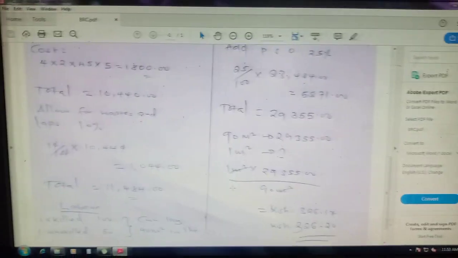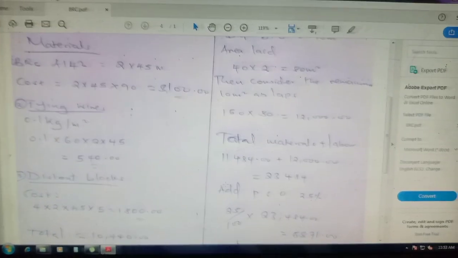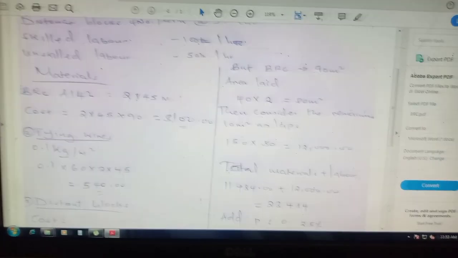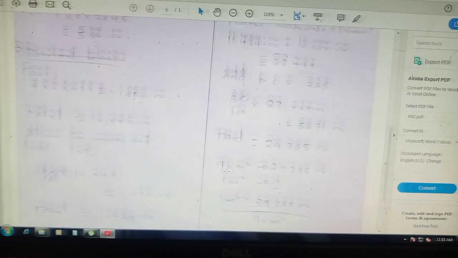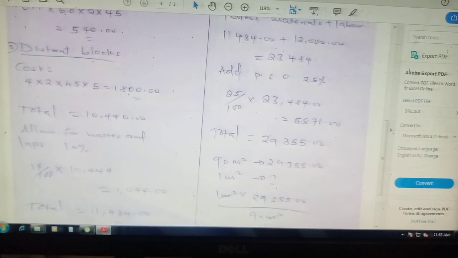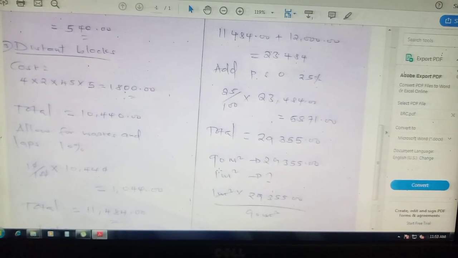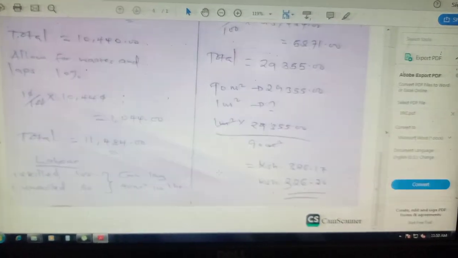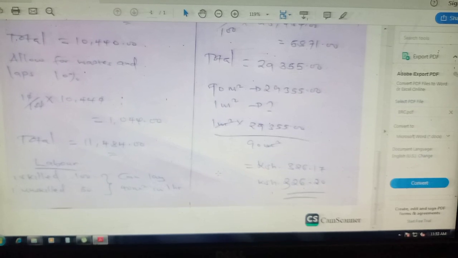Yeah, so that is how you can calculate for BRC. It is just as simple as that. You just follow each and every step. It is not that difficult. You follow each and every step and you will be okay.